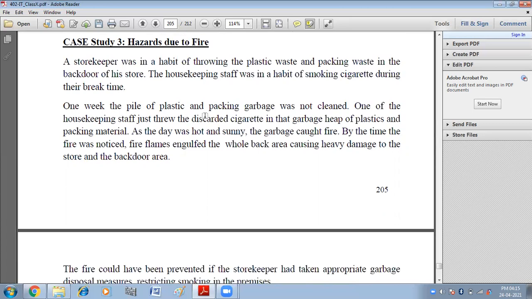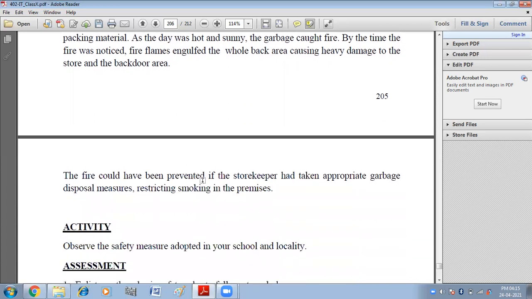Then for 1 week the pile of plastic and packing garbage was not cleaned. One of the housekeeping staff threw a discarded cigarette in that heap of plastic and packing material. As the day was hot and sunny, the garbage caught fire. By the time the fire was noticed, flames engulfed the whole back area, causing heavy damage to the store and the back door area. The fire could have been prevented if the shopkeeper had taken appropriate garbage disposal measures and smoking had been restricted on the premises. So we should take different security measures to make our occupational area safe.